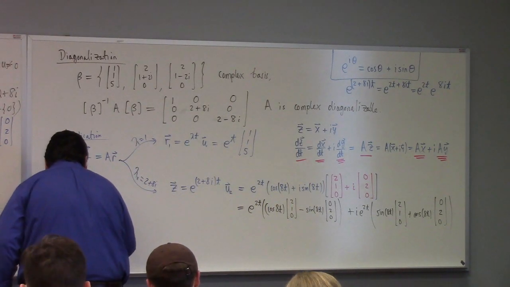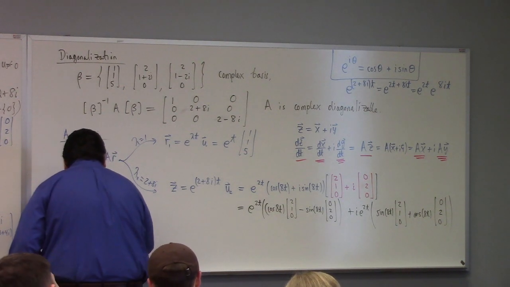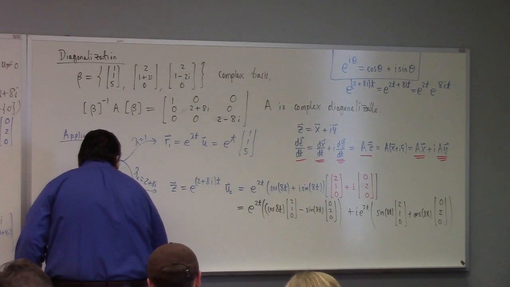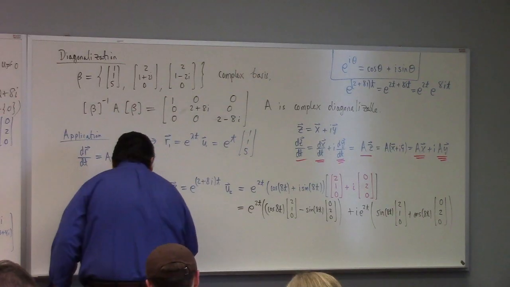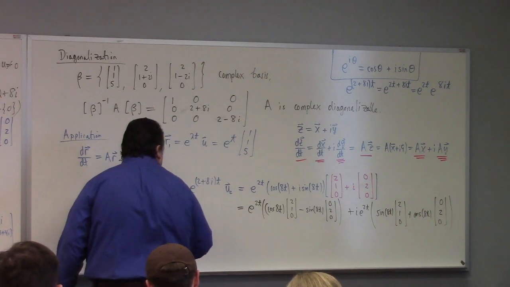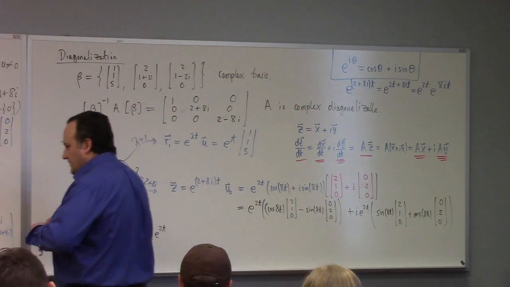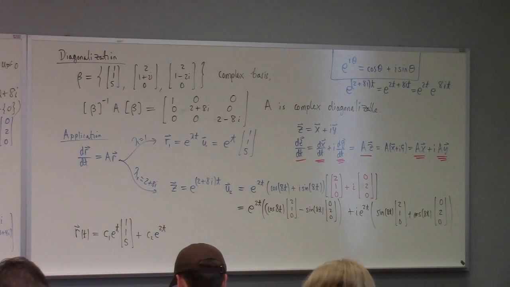So my solution then, in general, for this 3 by 3 system of differential equations is c1 e to the t times my eigenvector with eigenvalue 1, plus c2 e to the 2t. Could I not write all that again, if you guys don't mind? Let me save myself the trouble of writing all that again. Let me use some labeling here.